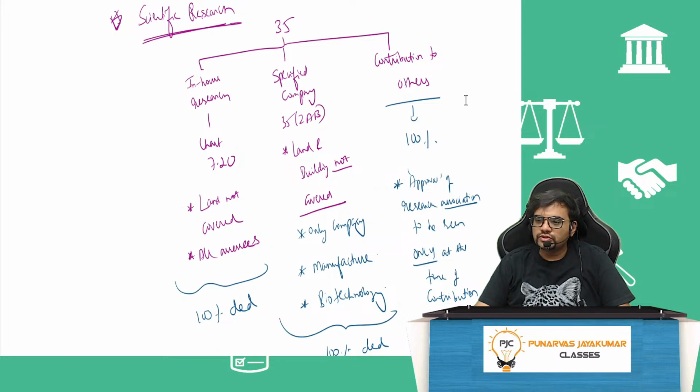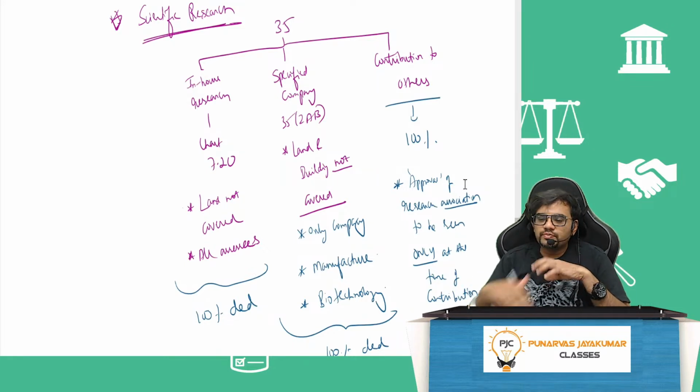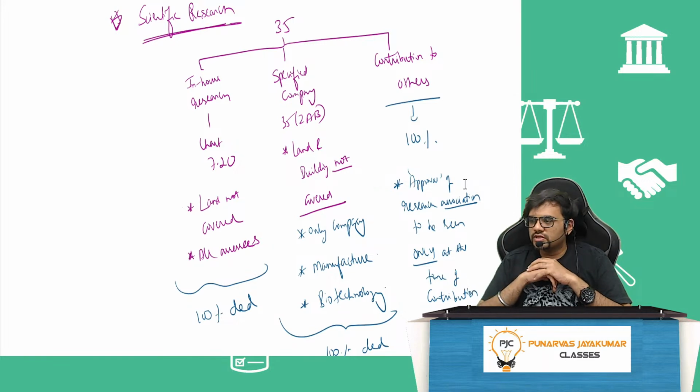Third, contribution to others, 100%. Means what? If I am contributing to any other company which is doing scientific research, everything is allowed. Here you cannot say capital or revenue. I am contributing to some other company, there is no capital or revenue. Everything is allowed. But you should see the approval, they should take the approval.